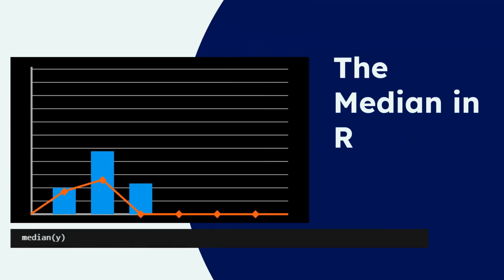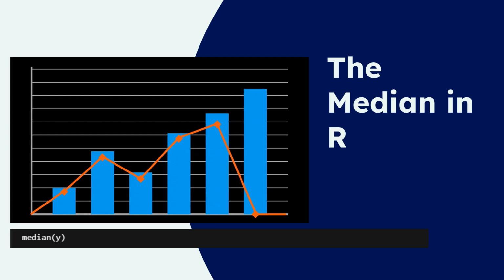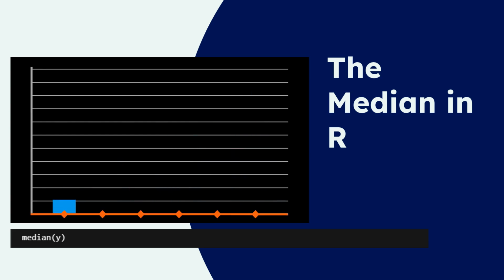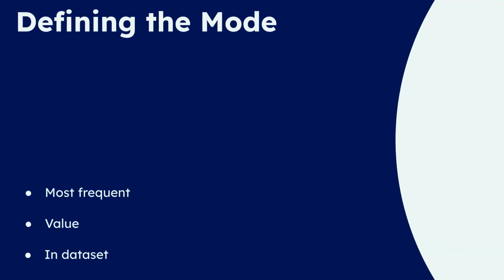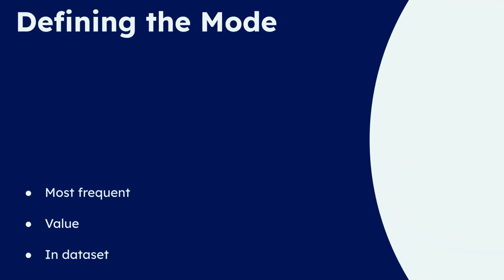The median is the middle value of your ordered dataset, and unlike the mean, it is resistant to outliers. Use the median function in R. The mode is simply the most frequent value within your dataset.